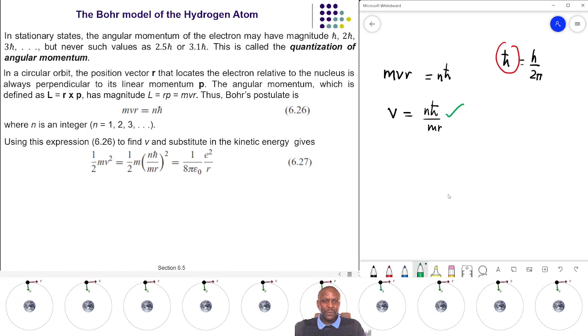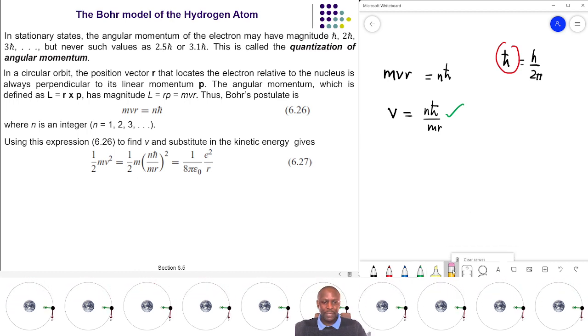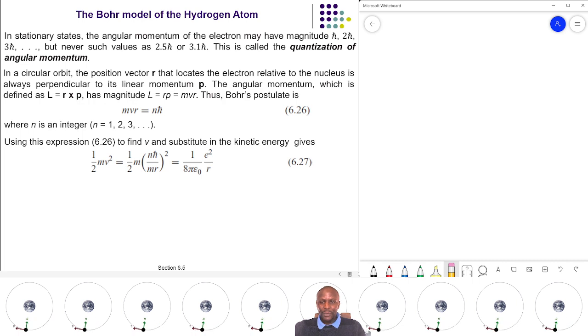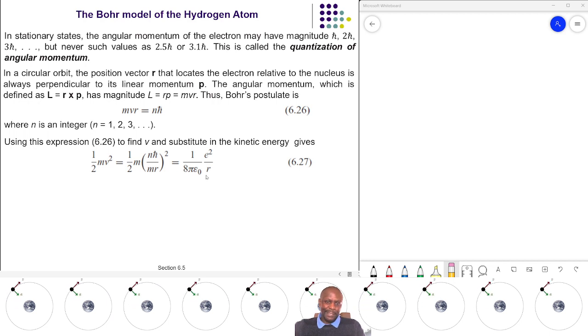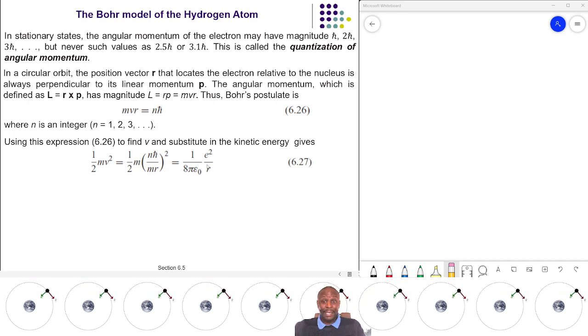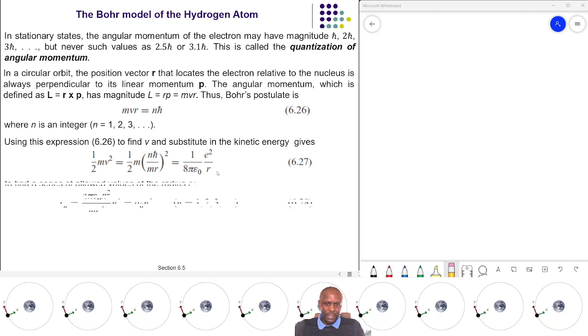So now if you plug that into the equation of the kinetic energy, you will agree with me that this is what you are going to have, because the velocity from this equation is this. Then you are just going to have this as your kinetic energy, as I've already derived previously, that the kinetic energy is given by this equation there.